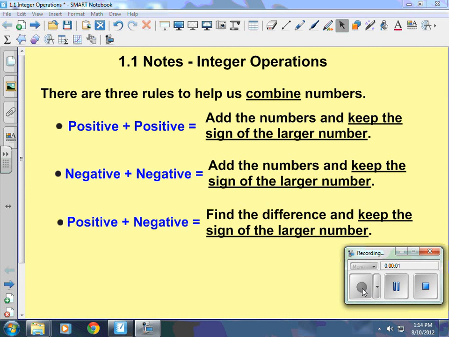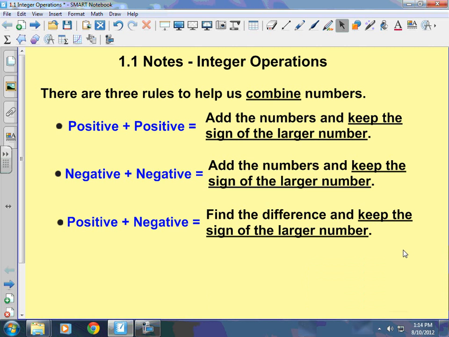This is the notes for lesson 1.1, integer operations. We will be discussing how to add and subtract integers. Integers are positive numbers, negative numbers, and zero. The rules are listed on your notes and here on this page.